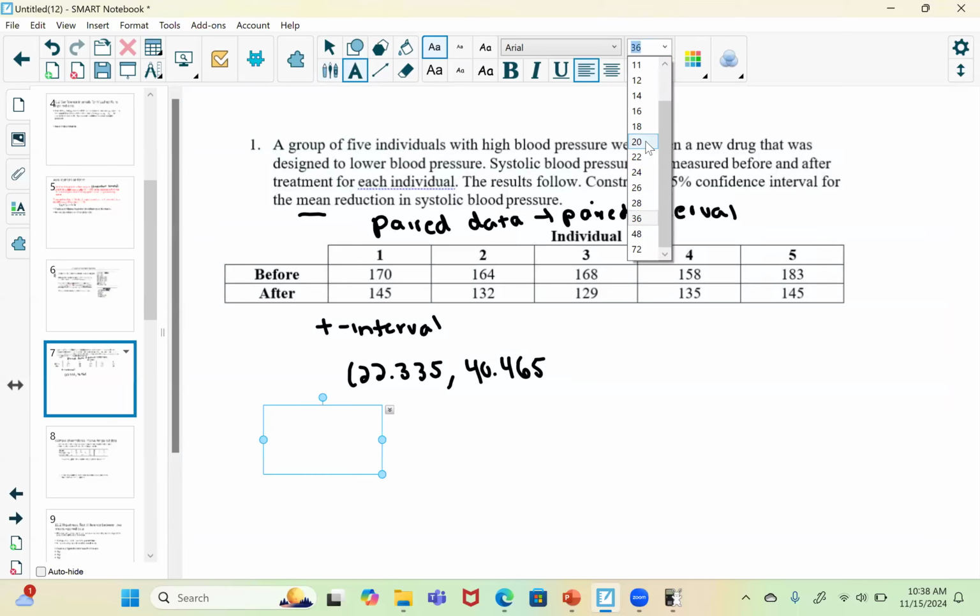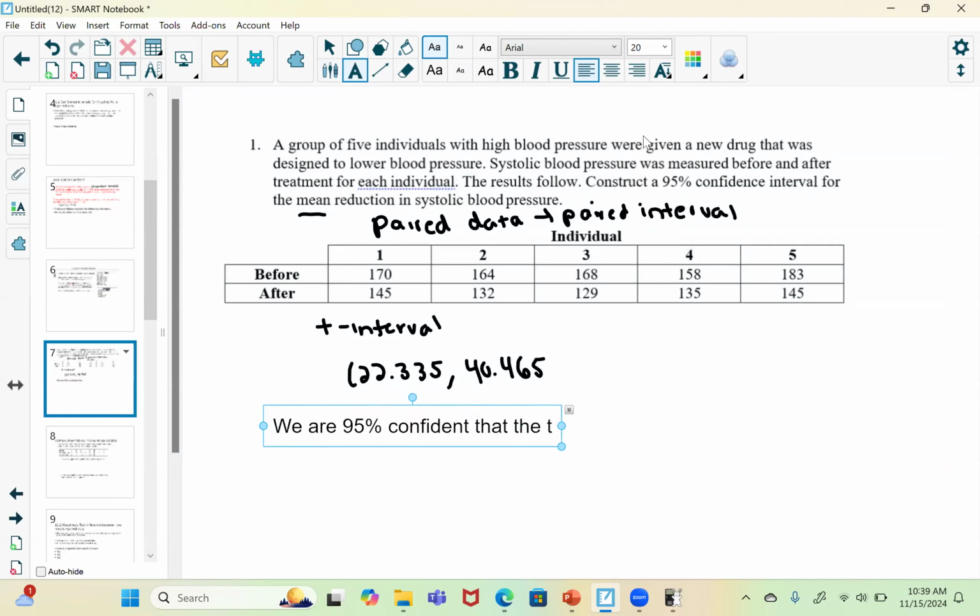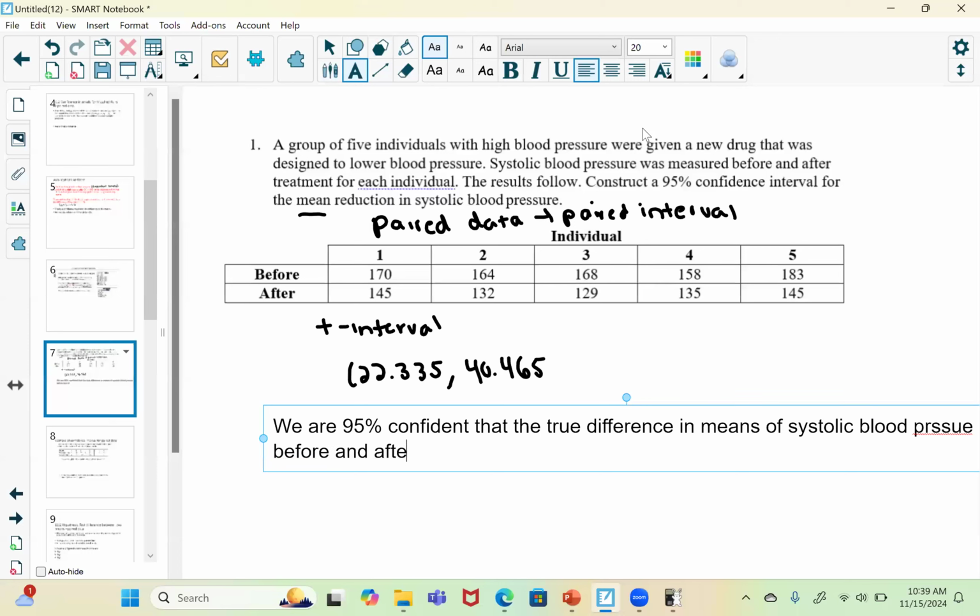So for this, when we interpret it, it's very similar to how we did the 2-sample means. We would say we are 95% confident that the true difference in means of systolic blood pressure before and after treatment is between 22.335 and 40.465. So that's our interpretation.